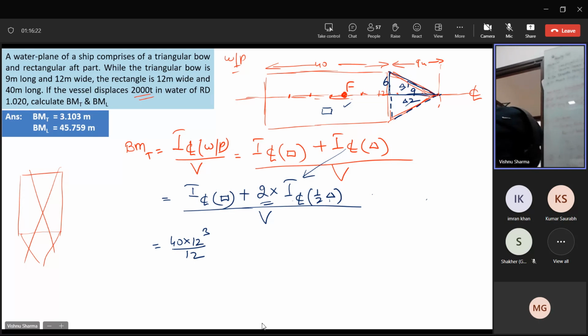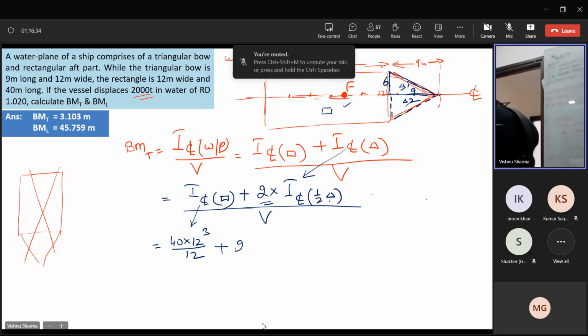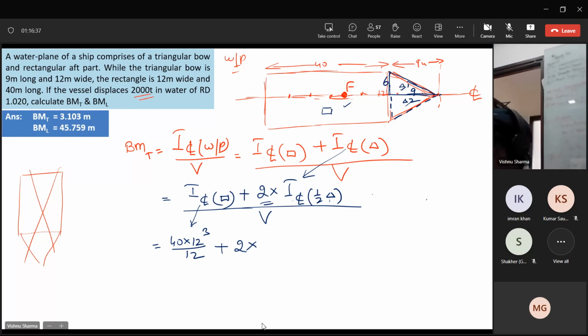Guys, ICL of the rectangle will be 40 into 12 cube upon 12. Yes or no? Yes, sir. Plus 2 into. Guys, is center line one of the axes about which we had done the formula for the triangle? Yes or no? For the small triangle, triangle 1, yes or no? Yes, sir. Is it a standard axis for the triangle? We had done two axes, two formulas we had done, correct? Yes, sir.